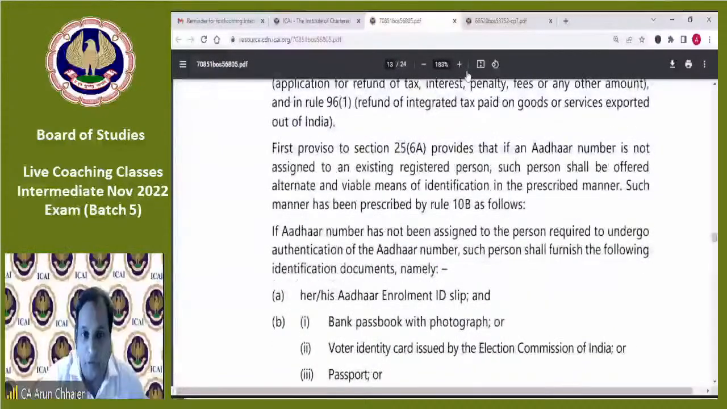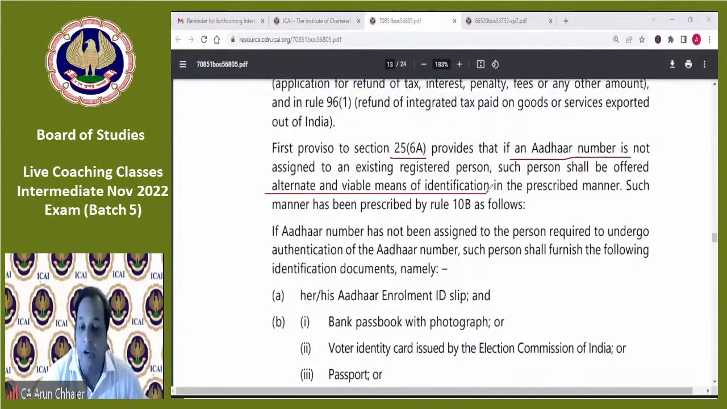The first proviso to 25(6)(a) provides that in case Aadhaar is not assigned to any taxpayer or registered person, then there would be an alternate and viable means of identification. Correct. What is the means? Such manner has been prescribed in rule 10B.